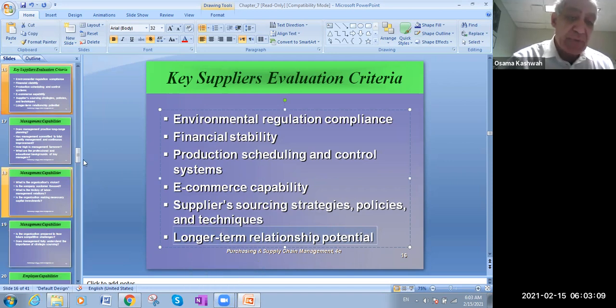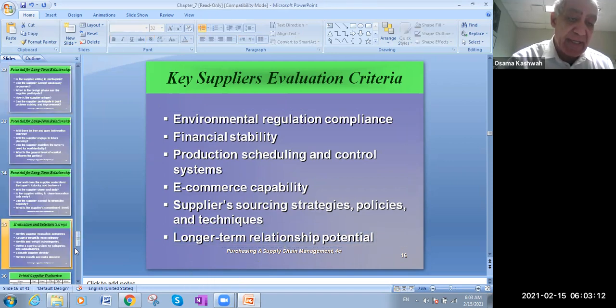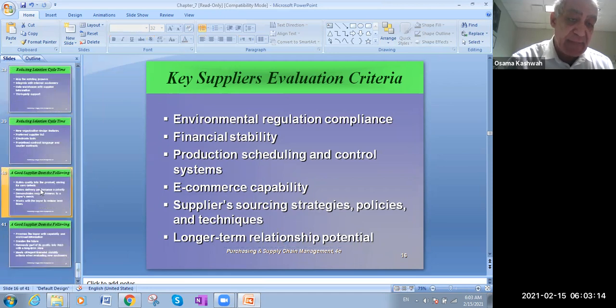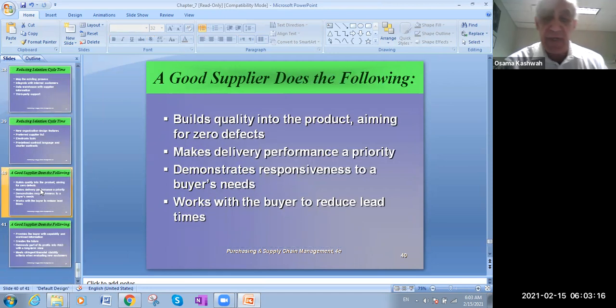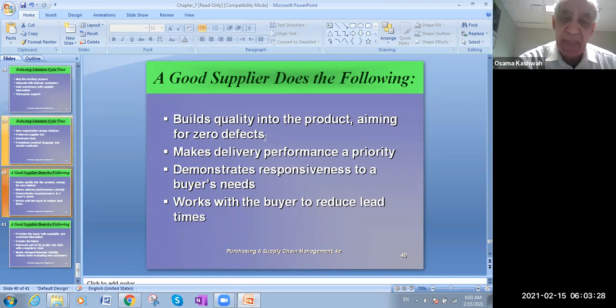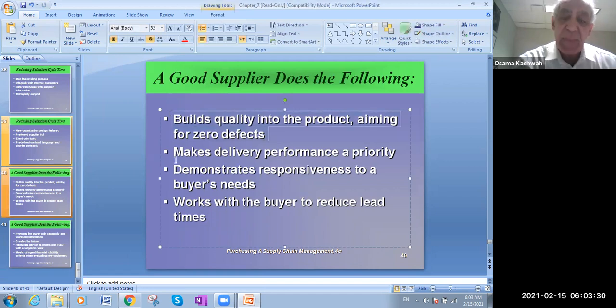After that, I will go to other slides. This is very important as well. I have here maybe the most important part of this chapter: a good supplier does the following. What does he do? Builds quality into a product aiming at zero defects. So the good supplier will bring for me the raw materials which I want and the qualities which I want, 100% right. Everything is right. Makes delivery performance a priority.